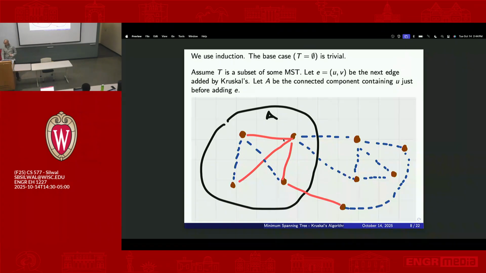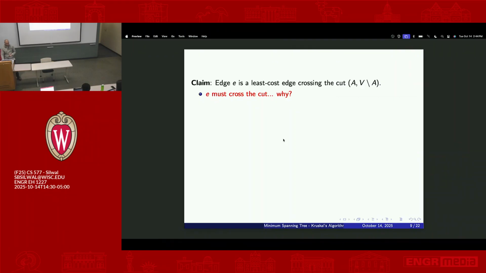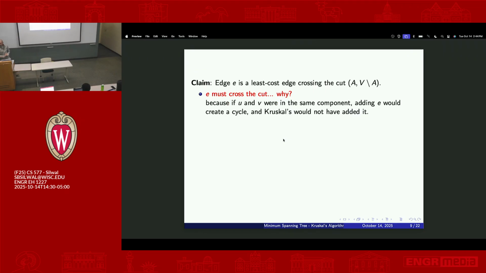So that's the cut we're going to be looking at, right? So why must this edge cross the cut? Well, we want to show that this edge that we're adding, u comma v, is crossing this cut. That's essentially by how we pick the edge. If this edge was not crossing the cut, that means it's an edge in the same connected component, meaning u and v were already connected. That means if you add the edge, that would have made a loop, and we didn't add those edges.